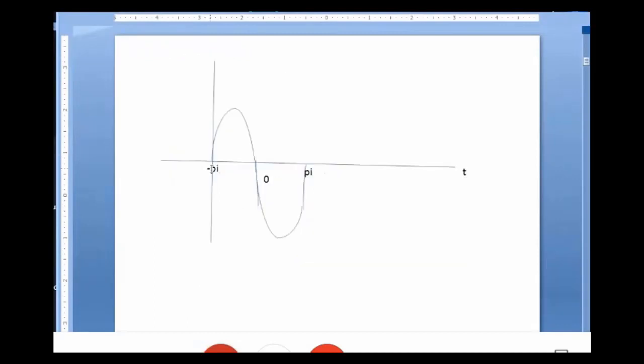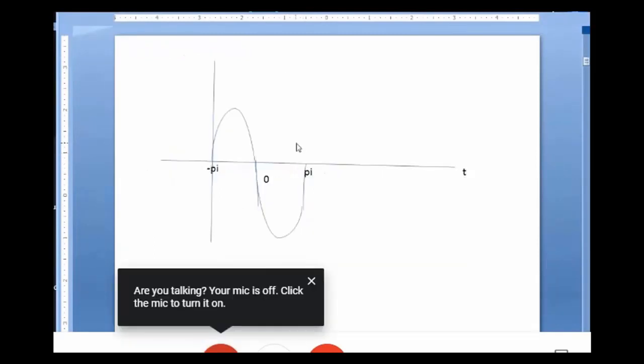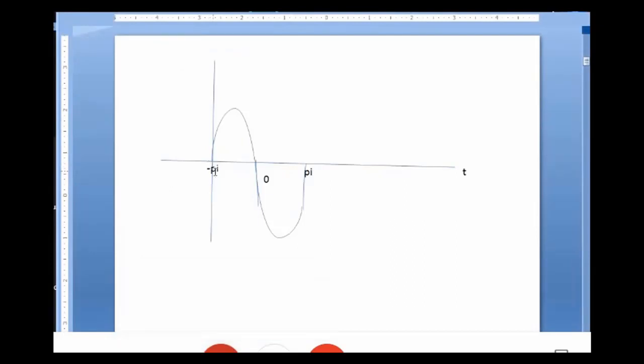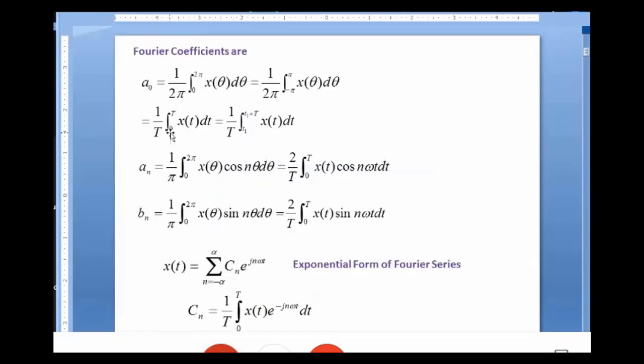Look at this diagram. Then one cycle, one period is what? One cycle period is T. And in case of angle, what is the one cycle? 360 degree, and 360 degree means 2 pi. Is it clear? Yes, sir.